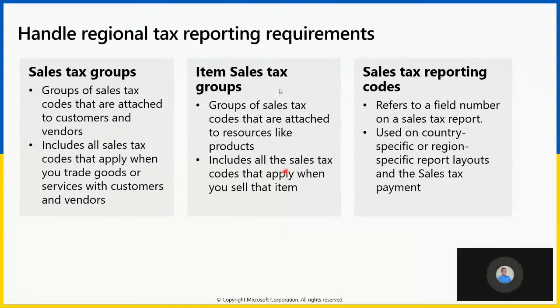Then we have item sales tax group. So we can put our taxes on the items. When I'm selling oil, for instance, I have a particular percentage of tax. So we can define tax group on items or services that we are rendering into the ERP. Then we have sales tax reporting code, and this refers to a field number on the sales tax report. And we can use this on country-specific or region layout for different payments.